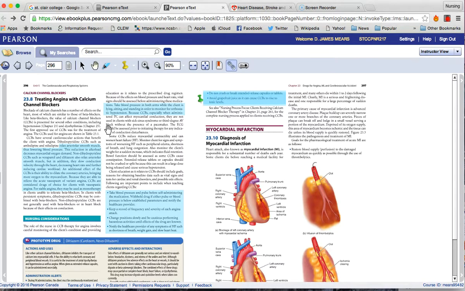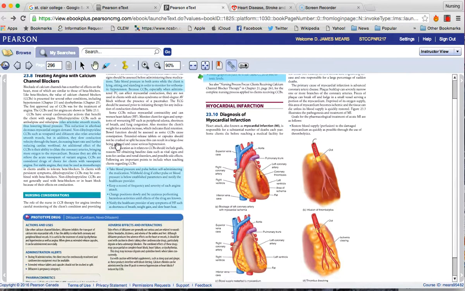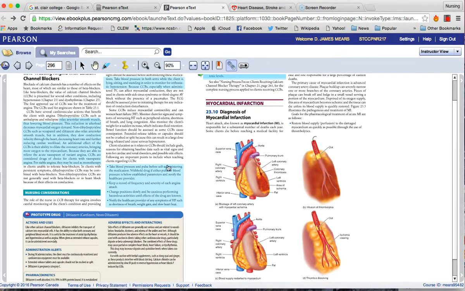Yeah. Another medication commonly used to treat angina and cardiovascular disease is a calcium channel blocker, and it's nice in the fact that it works directly on the cardiac arteries, coronary arteries. And so what it does is it dilates the arterioles. We won't get into all the cellular biology of what it does. But again, you're going to notice a common theme: take blood pressure and pulse before administering.